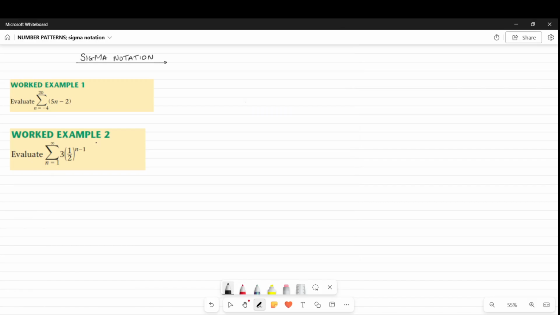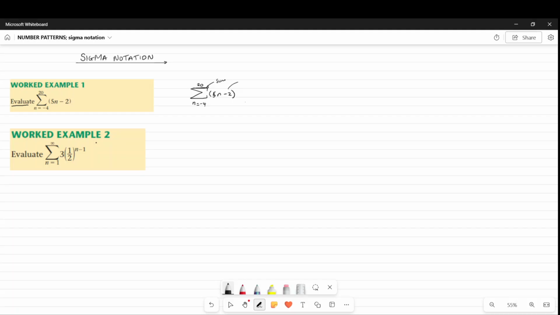Now let's have a look at this worked example. It says evaluate, and we've got a sign over here. This symbol represents sigma. It's called sigma and it represents sum. On the top number you've got 20, on the bottom number you've got -4, and over here you've got the general term, which is 5n minus 2. They want you to evaluate, meaning they want you to find the sum of this. We know this means sum.